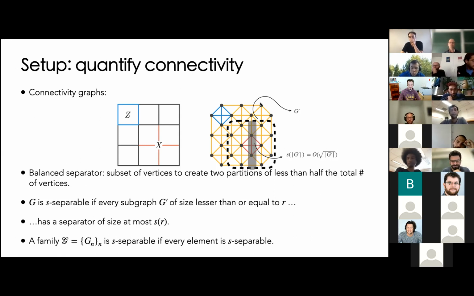So on the one hand, we have these somewhat poorly connected graphs, the planar graphs. On the other hand, we have some very well connected graphs called expanders. For such graphs, the size of the separator would scale roughly linearly with the size of the subgraph that you consider. So they're very tightly connected graphs. If you want to partition the graph in two, you're going to have to remove a lot of vertices.